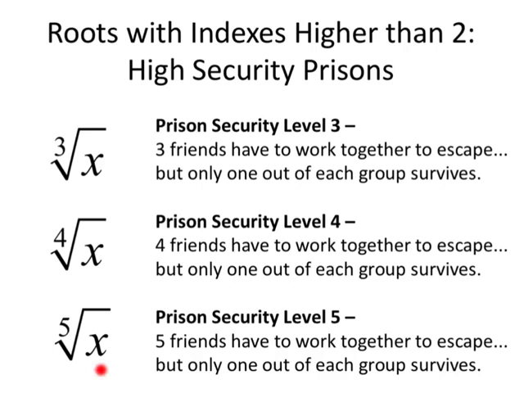And then we're going to go all the way up to a 5th level security prison or a 5th root, and they are going to need 5 friends. I think you start to get the idea. But even still, with 5 friends, only 1 is going to make it out of each group. And so they're really taking a risk by running out of prison at security level 5, because only 1 out of each group is going to survive.